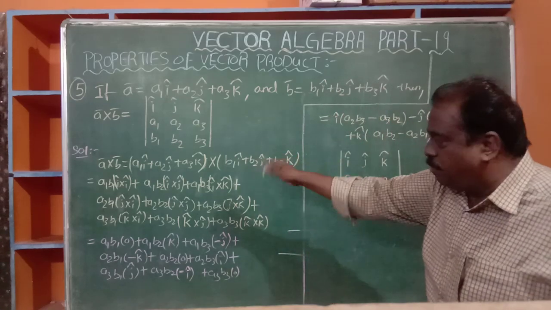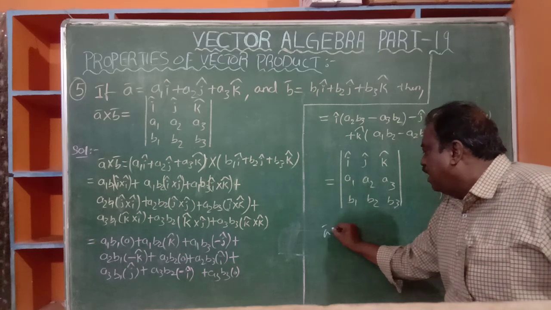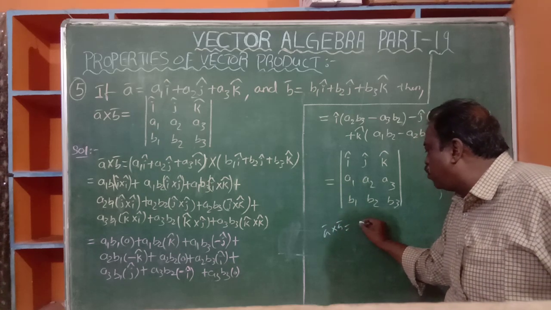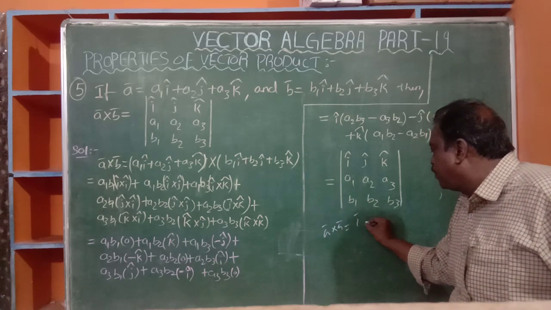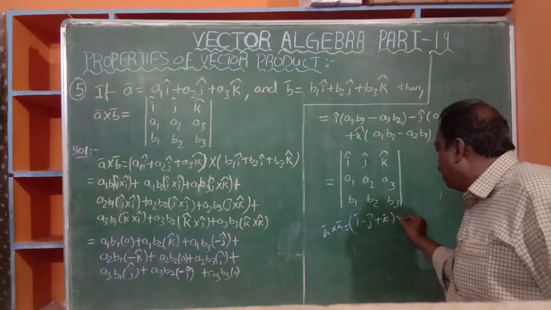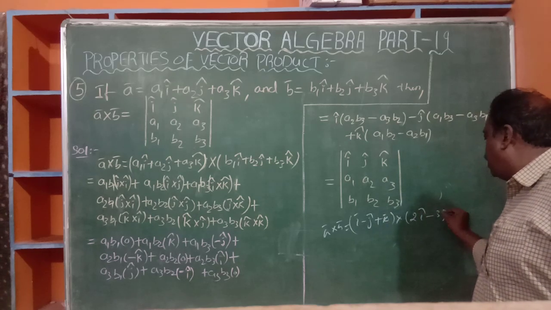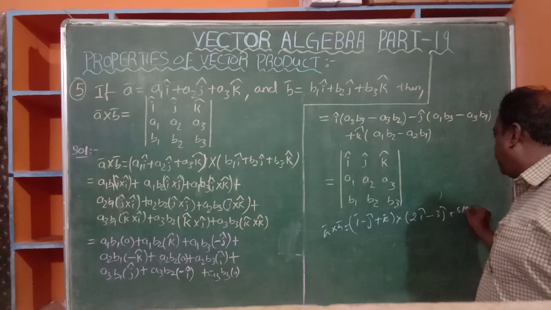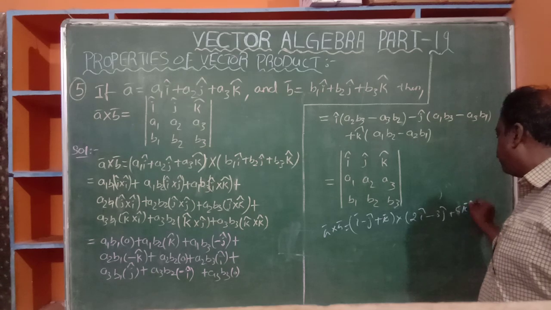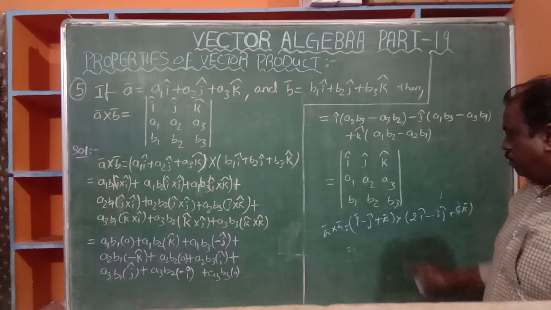Before going to the proof, I will simply teach you this. A bar cross B bar, suppose A bar is I minus J plus K, cross 2I minus 3J plus 5K. Just to assume.